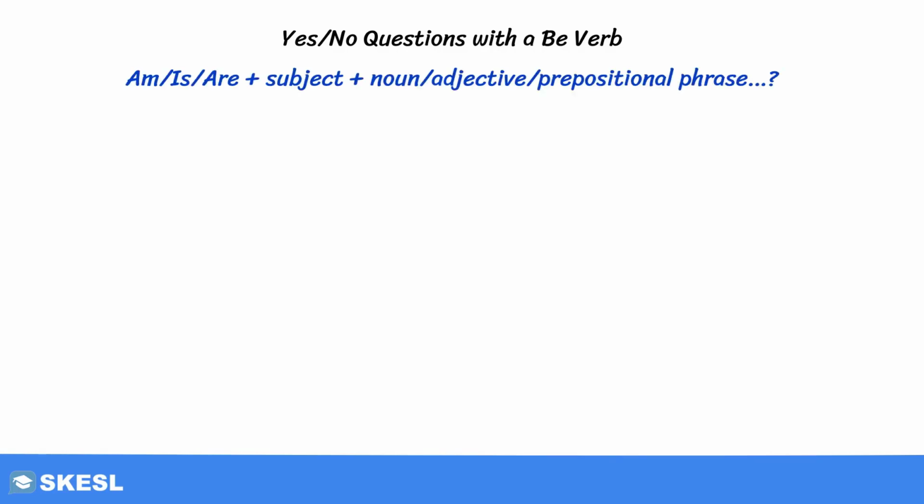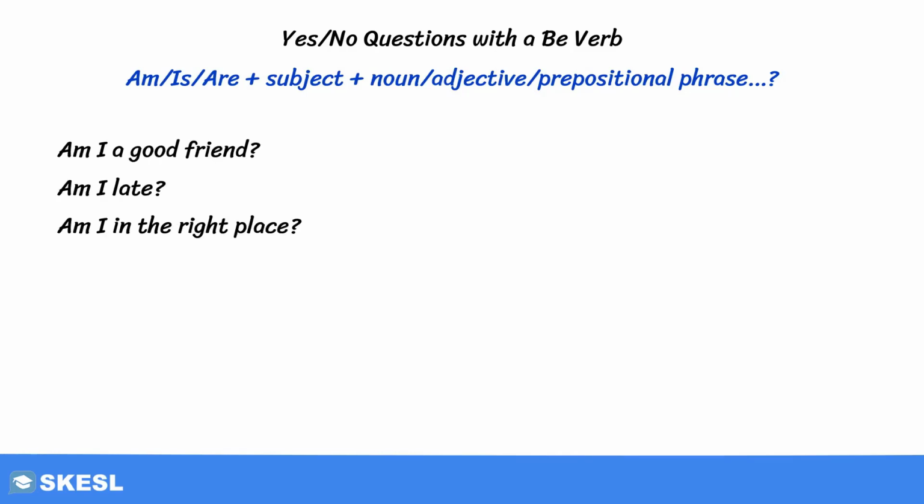Use this pattern when making a yes/no question with the be verb. Am, is, are, plus subject, plus the noun, adjective, or prepositional phrase. For example, am I a good friend? Am I late? Am I in the right place?